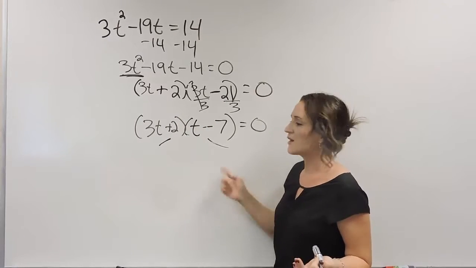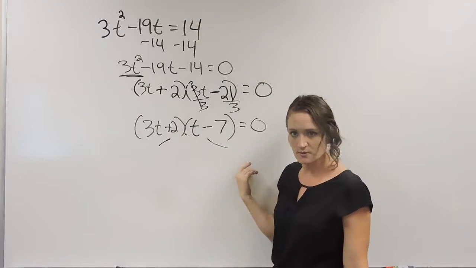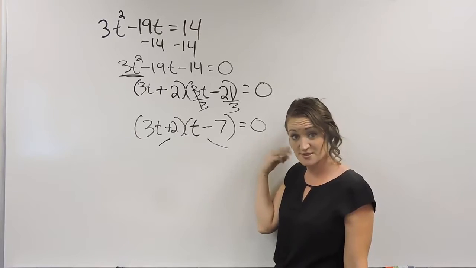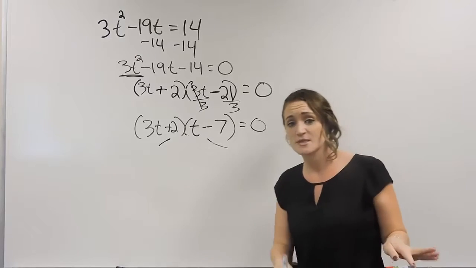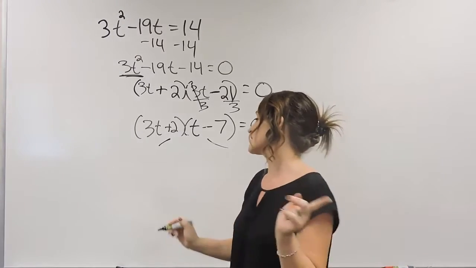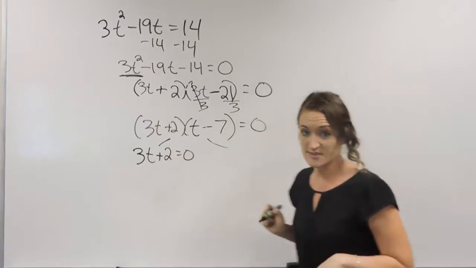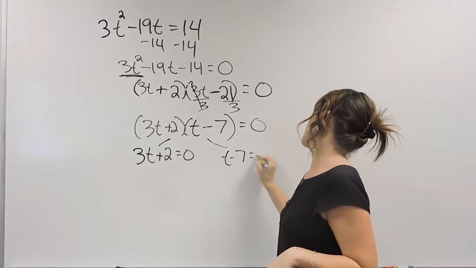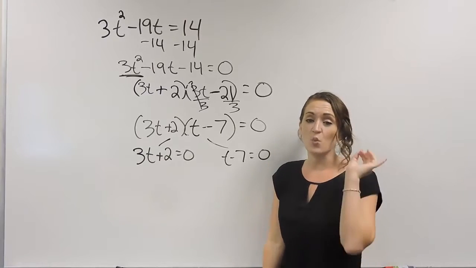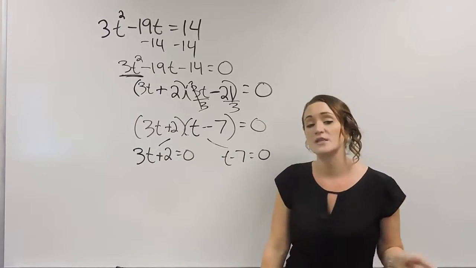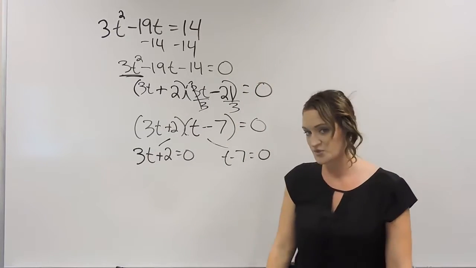Now think about that. How do you get 0 when you multiply? The only way to get 0 is if one of these is 0. That's the only way that this is going to be true. So in order to figure that out, we're going to set them each equal to 0, and we're going to solve them both. So what that's going to look like is this. We're going to take 3t plus 2 and set that equal to 0. Then we're going to take t minus 7 and also set that equal to 0. We're going to solve both of these equations, and what I get as my answer to both of these equations is going to be my answer to the whole problem. That's going to be our answer to solving this quadratic equation.